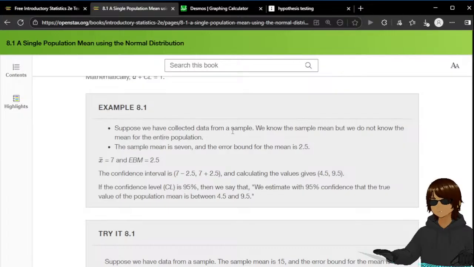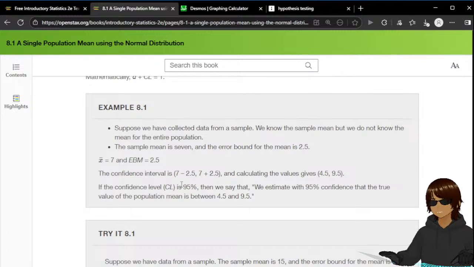Suppose we collect the data from a sample. We know the sample mean, but we do not know the mean for the entire population. The sample mean is 7, and the error bound for the mean is 2.5. So 7 minus 2.5 and 7 plus 2.5. Calculating the values gives 4.5 and 9.5.